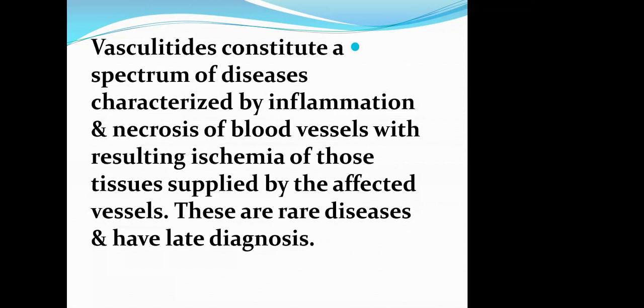Usually the vessel wall develops infection or inflammation with resulting ischemia of those tissues supplied by the affected vessels. Any vessel is responsible for making the tissues vital by giving them the blood, which is very vital for their viability. That's why anything that interferes with the blood supply will result in ischemia.